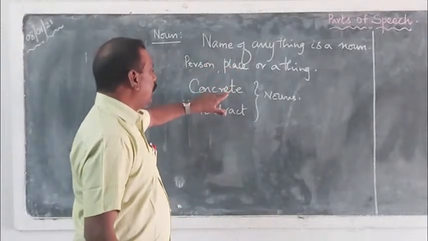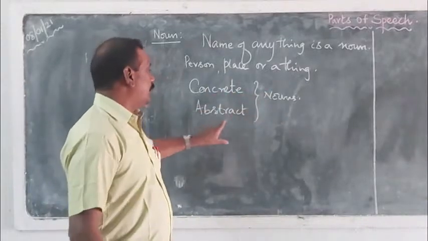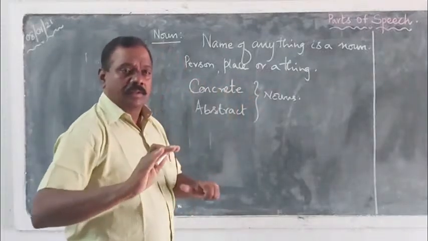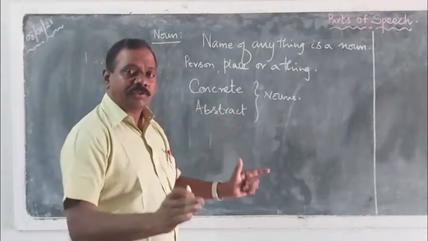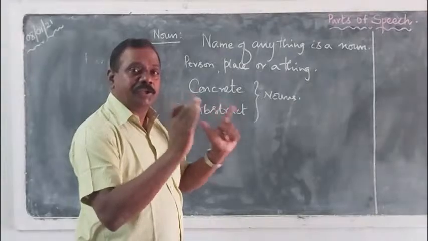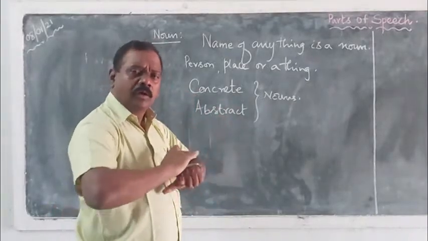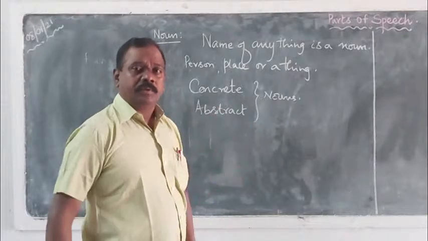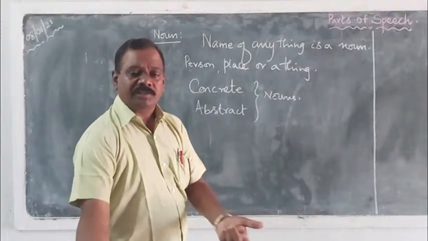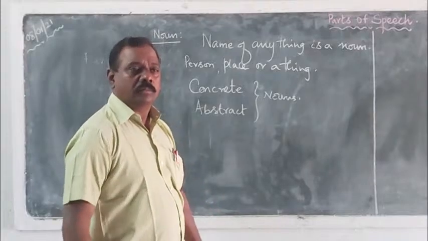You know, a noun can be broadly divided into 2 groups: concrete nouns and abstract nouns. Concrete nouns are the nouns that we can see, touch, and there will be a fixed physical shape to it. So, concrete nouns have concrete shape that we can touch. For example, table that we can touch, we can see there is a shape to it. So, this is a concrete noun.